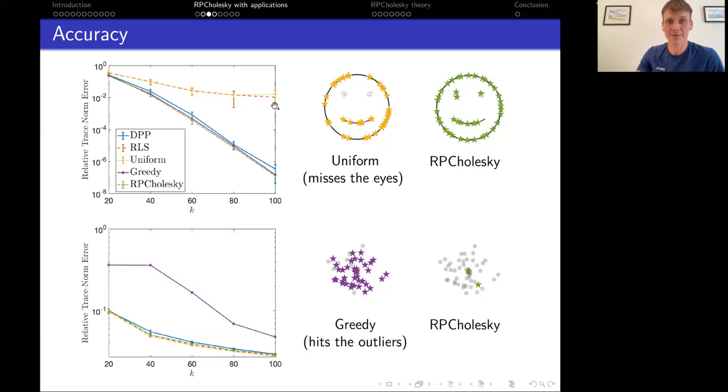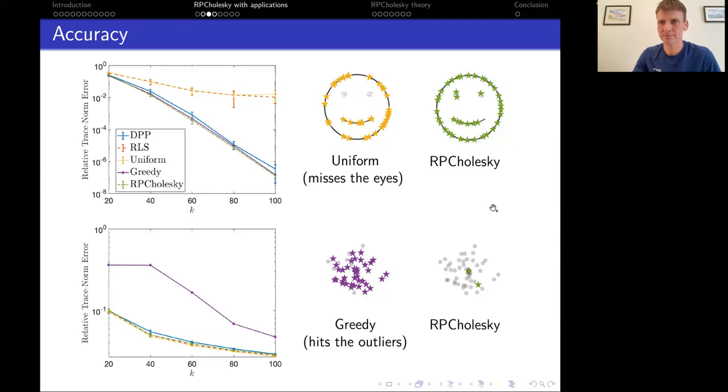And trace norm error is significantly, significantly higher when you miss the eyes. There's another method called ridge leverage score sampling, RLS sampling, which is nearly identical to uniform sampling in the aspect that it misses the eyes and has a high error. RP-Cholesky does fine for both examples. Think of it as a trade-off between exploitation, it nabs the small features in the data, and exploration. It explores the bulk of the data, which is located at the center of the universe.